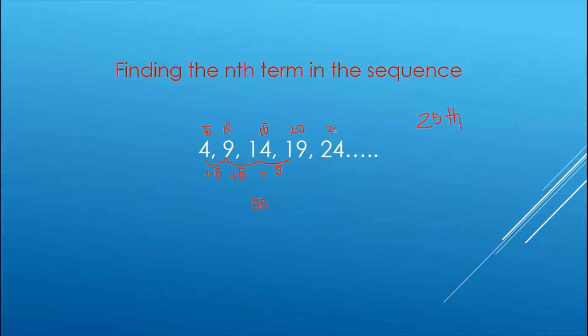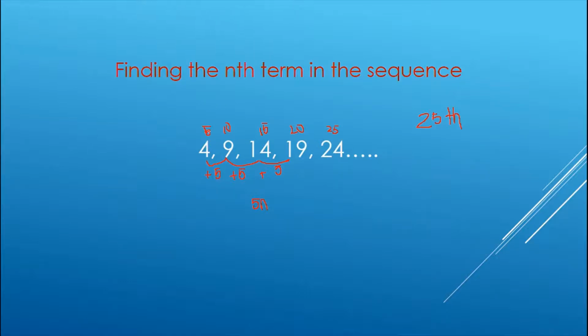By the way, this is not the term. When we say term, this one is the first term, 9 is the second term, this one is the third term, fourth, and fifth. I just put here the table of 5 because the rule tells us that this one is plus 5. So 5, 10, 15, 20, and 25.